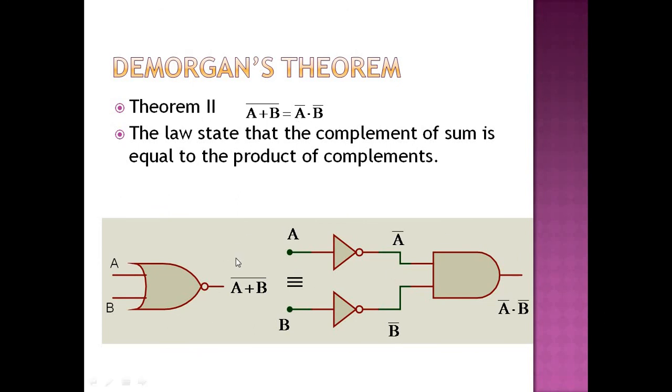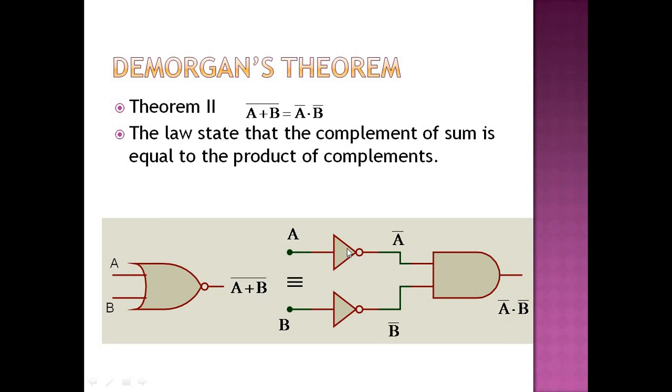The left hand side indicates that it is nothing but the NOR gate, which has two inputs A and B and produces the output A plus B whole complement. So this is nothing but the equivalent of A bar dot B bar. So this diagram indicates the output of A bar dot B bar.